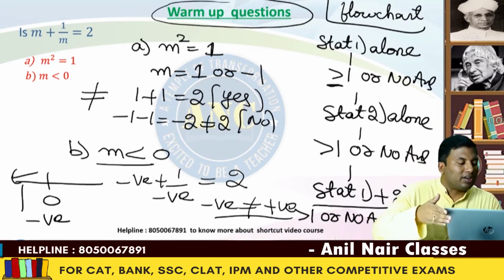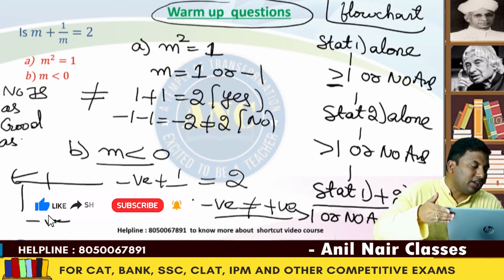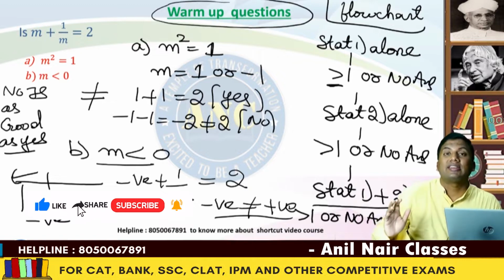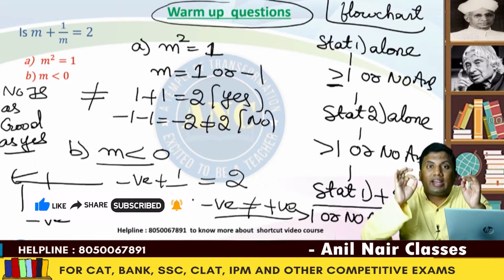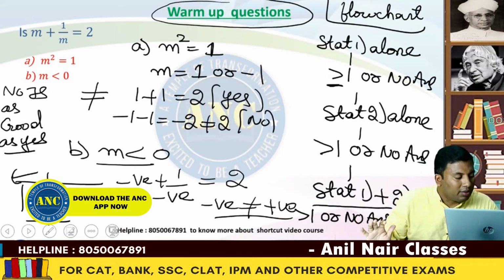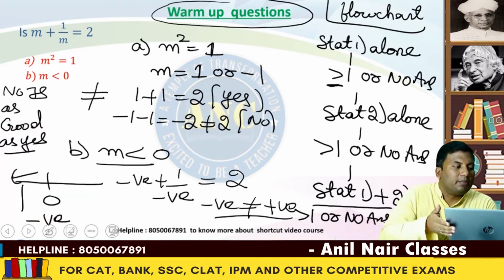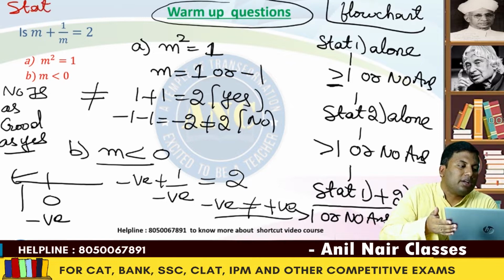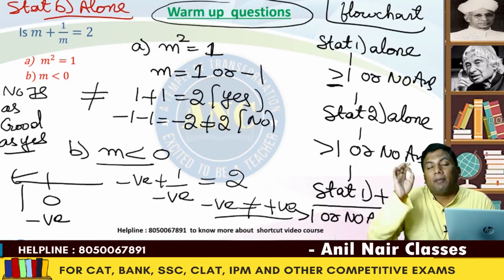What is the thing that we discussed in our trap? No is as good as yes. If you get a definite no, it is as good as a definite yes. Statement 2, I can definitely tell that negative cannot be equated with positive. That means answer for this question is statement B alone.